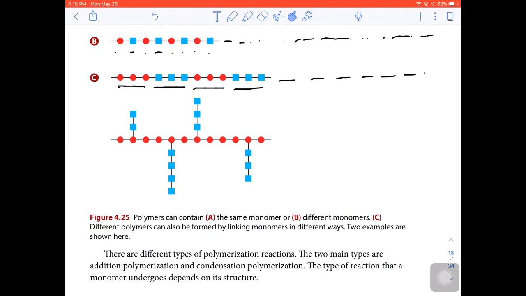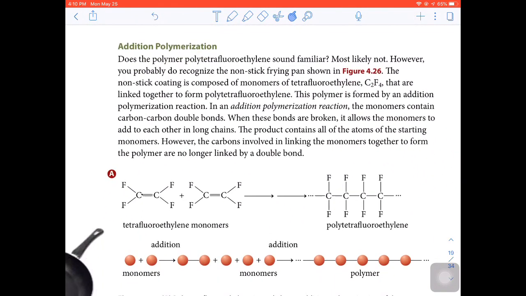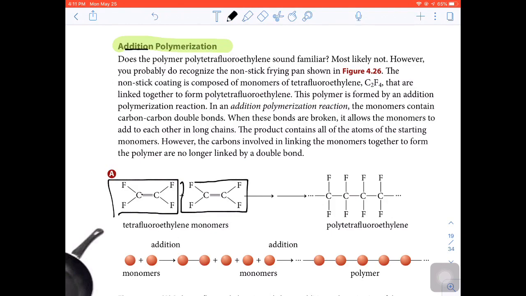Now if I scroll up here, there are 2 different kinds of polymerization reactions. The first one's called an addition polymerization reaction. In addition polymerization, it's just like addition that we had before. I need a double bond and I'm going to add something across the double bond. Here what I've got is my molecule tetrafluoroethene. Tetrafluoro, 4 fluorines. Ethene, 2 carbons with a double bond. So there's my tetrafluoroethene, and there's another tetrafluoroethene. This is the monomer.